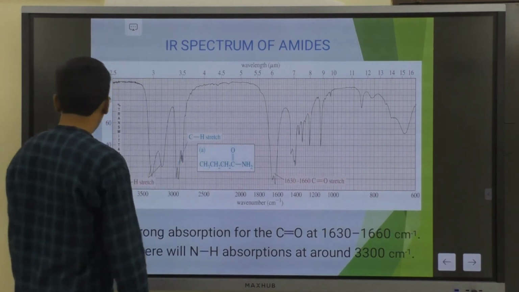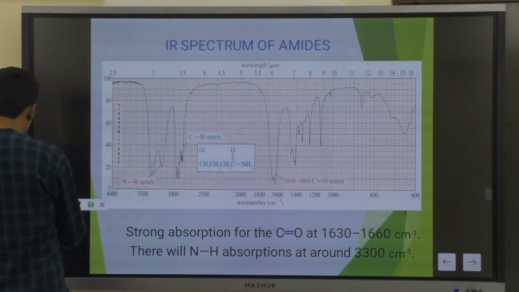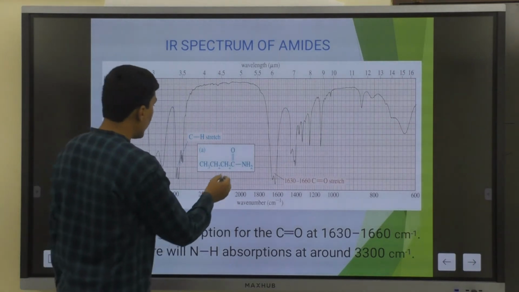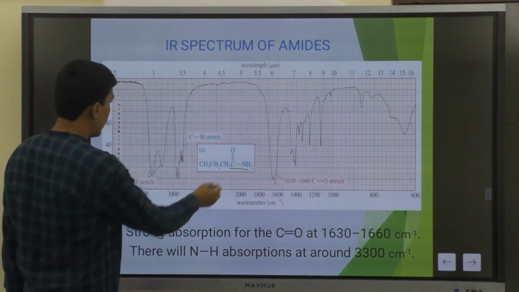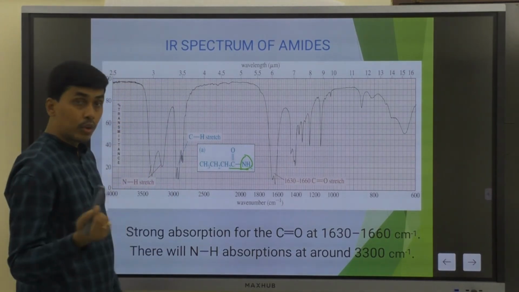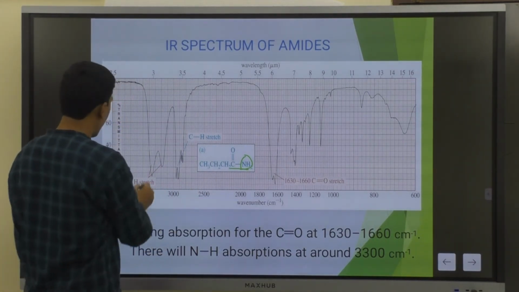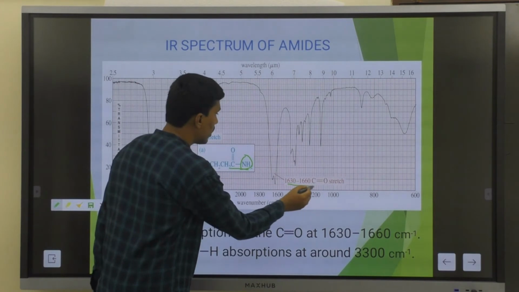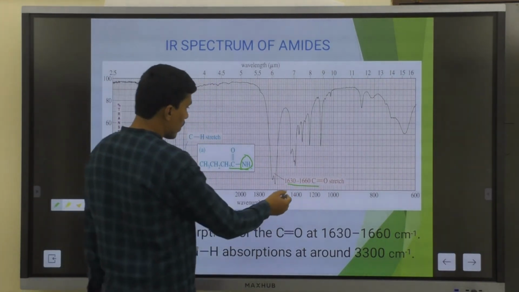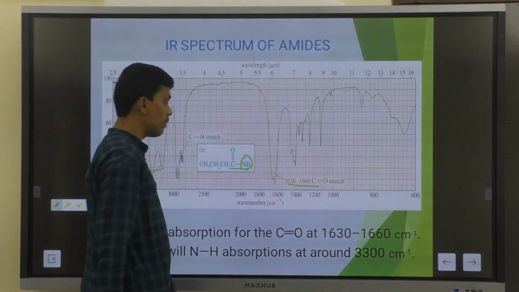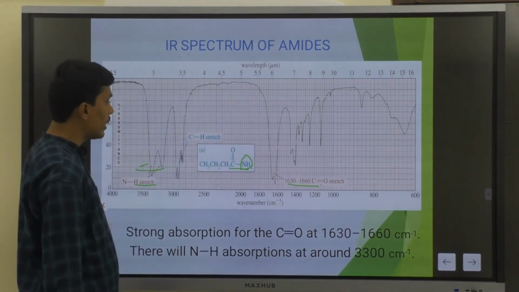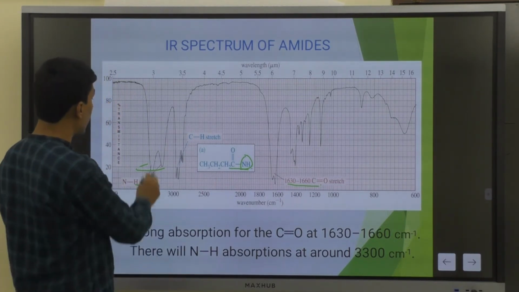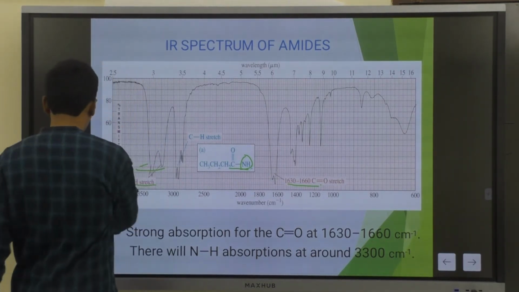You can see here an amide, butanamide. Here there is NH2, and so we will get two peaks or two spikes. The peak around 1660 cm⁻¹ corresponds to C=O stretching. There is strong absorption for the C=O at 1660 cm⁻¹, and there will be NH absorption at around 3300 cm⁻¹. It is a typical spectrum of an amide.